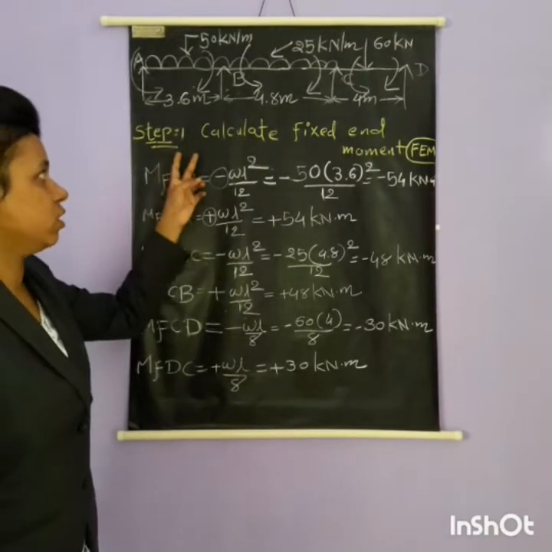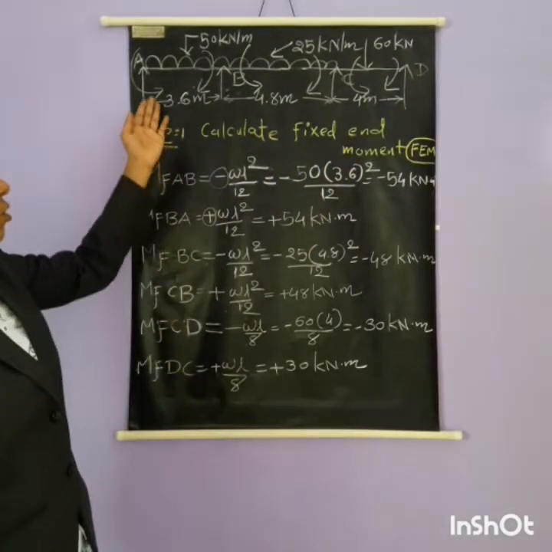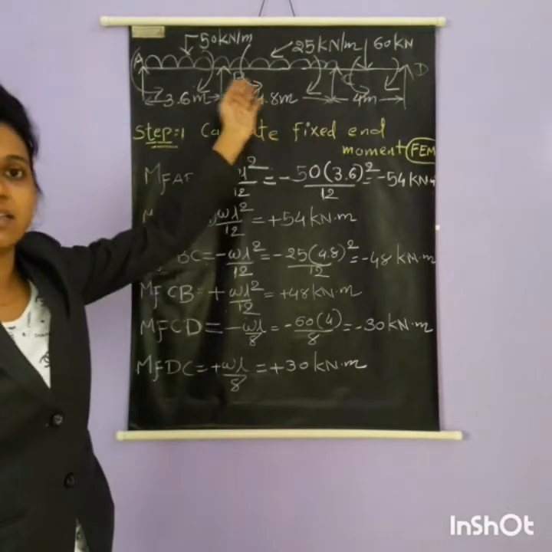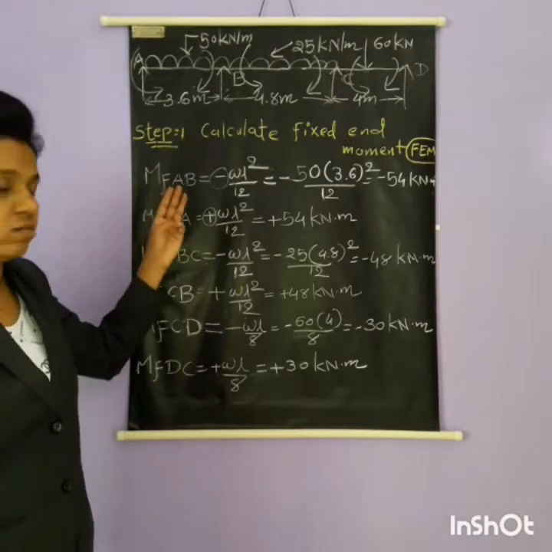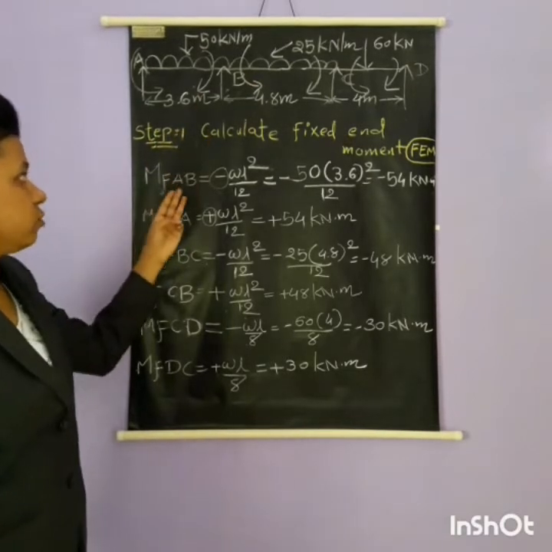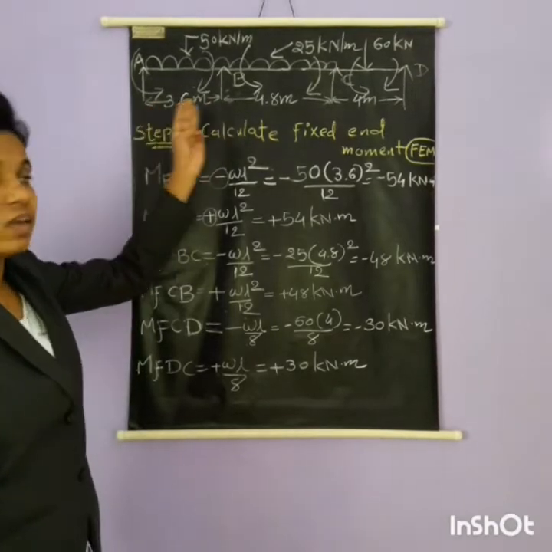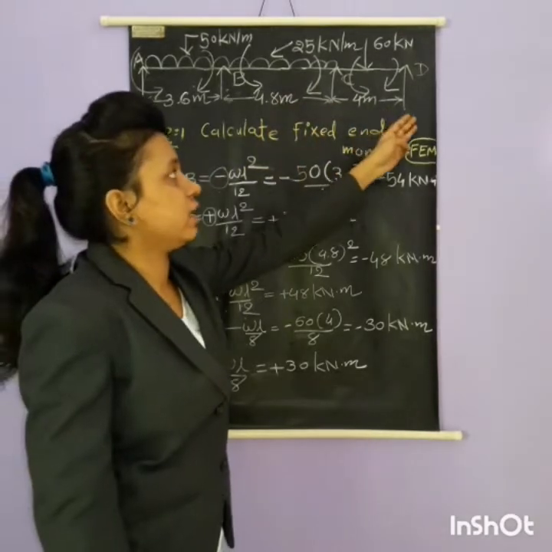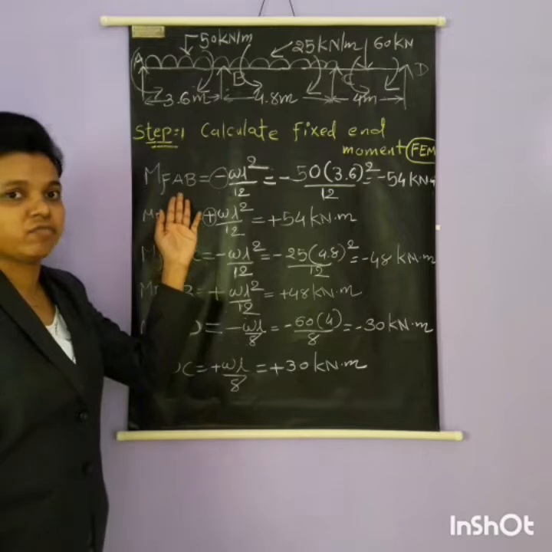Step number 1 is calculate the fixed end moment. You can see the span AB, BC and CD. There are the three spans. Over here we have to find out MFAB, MFBA, MFBC, MFCB, MFCD and MFDC. Now the first is MFAB.